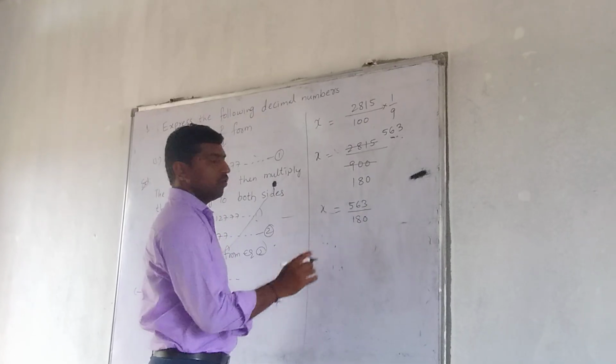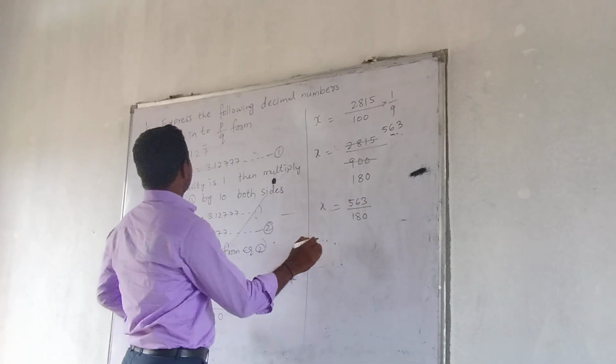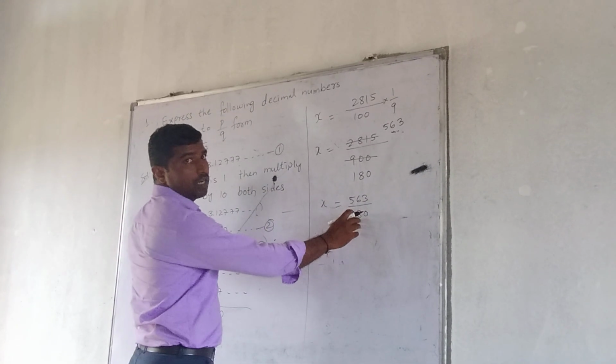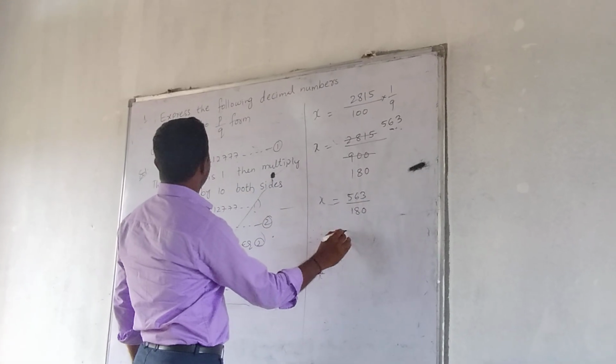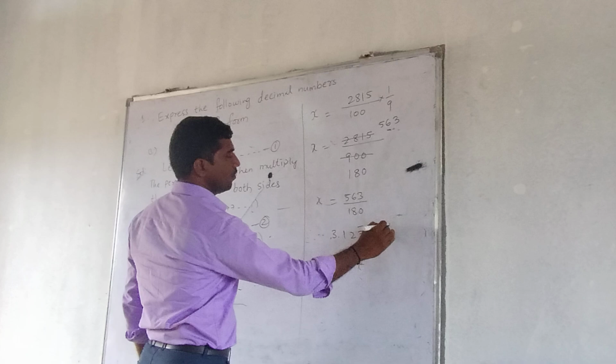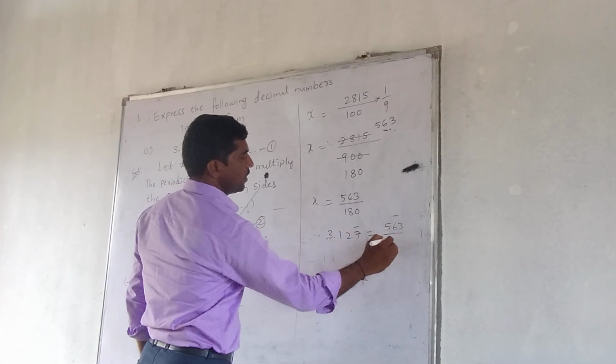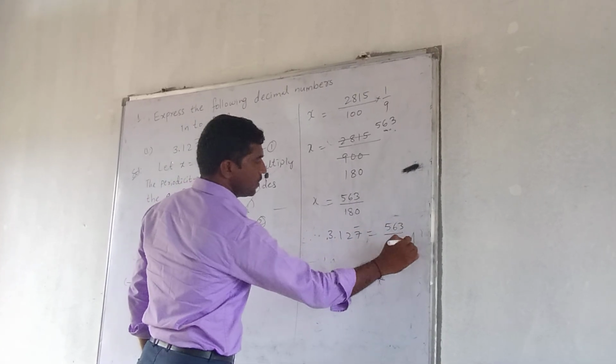Okay. Therefore this is the fraction form, the P by Q form. Therefore 3.127 bar equals 563 by 180. This is the answer.